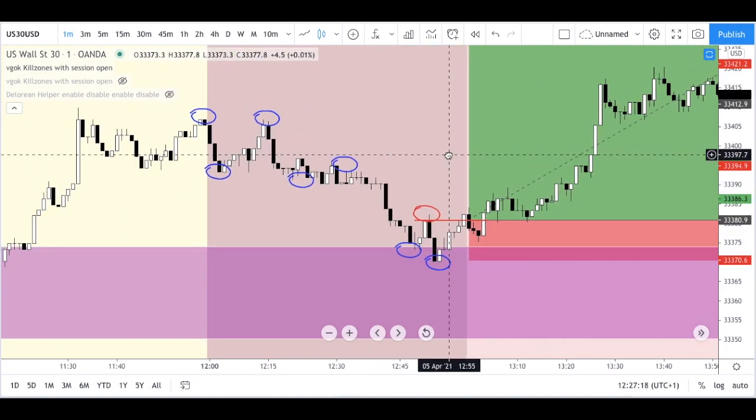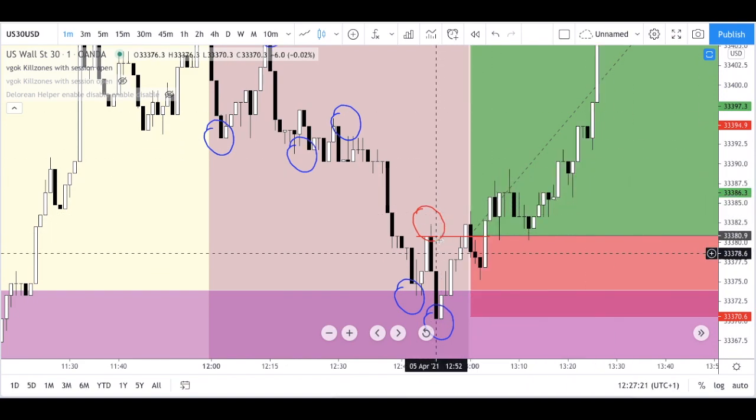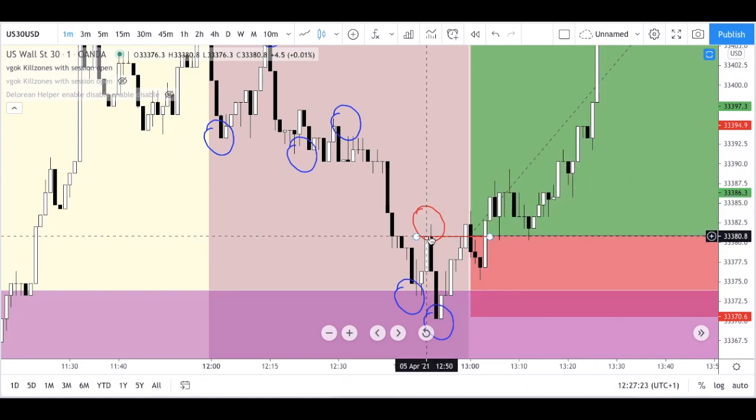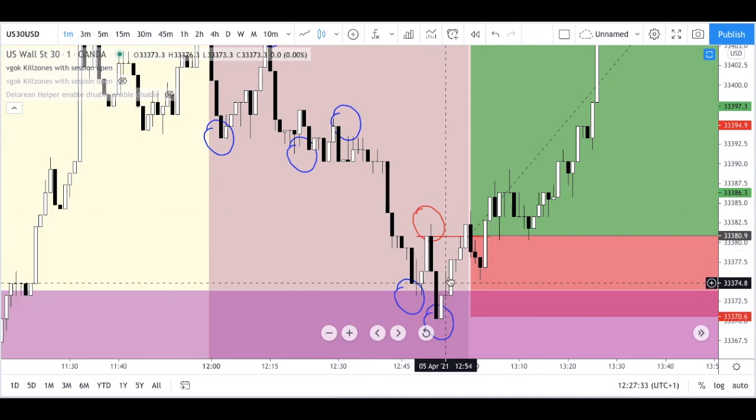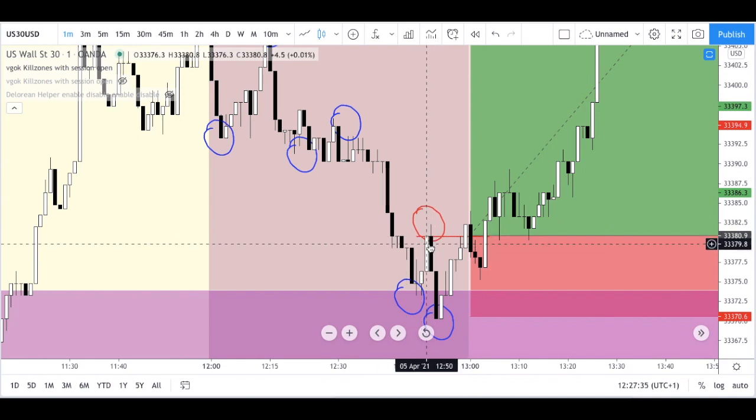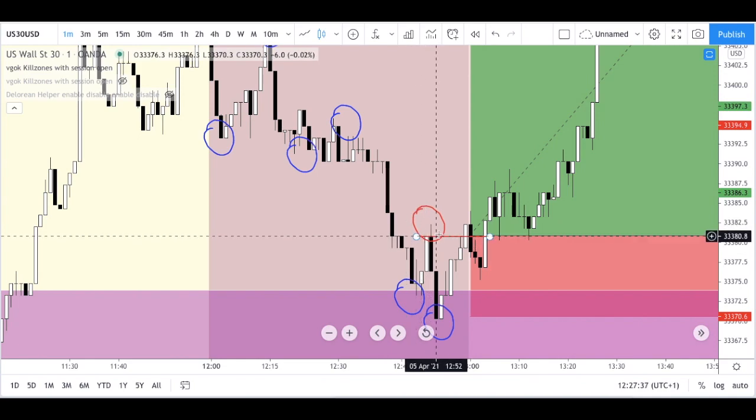You can then see if we zoom in, this was the last significant lower high because it created a lower low. You know, this lower high actually resulted in a lower low, so that is a significant one. And we can see after it bounced into my zone of interest, we actually got a break of structure above the significant lower high.